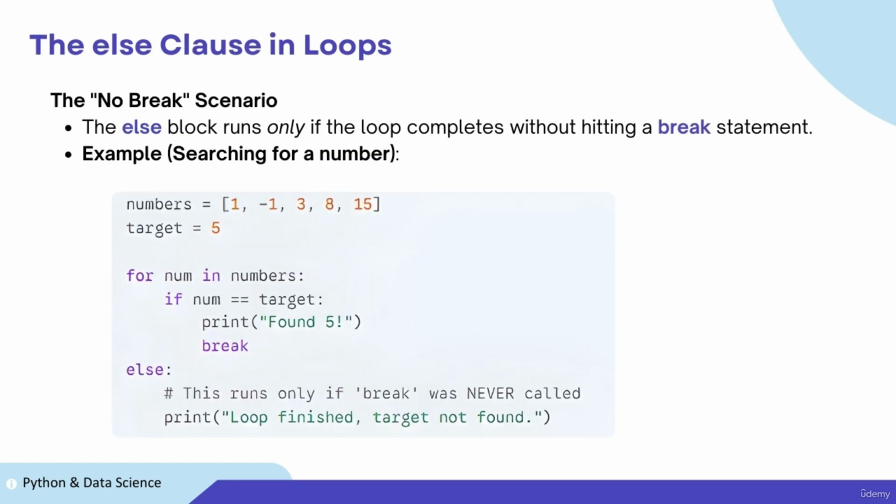Finally, the else clause. This is unique to Python. The else block runs only if the loop completes without hitting a break statement. This is perfect for searching. We loop through a list looking for a target number. If we find it, we break. If we finish the entire loop and never found it, the else block runs, printing target not found.